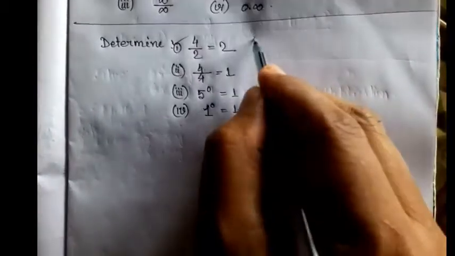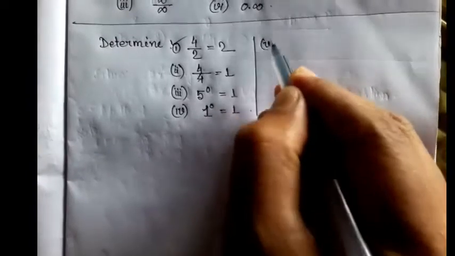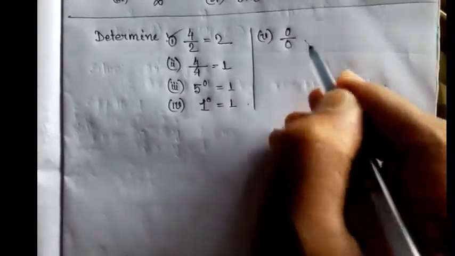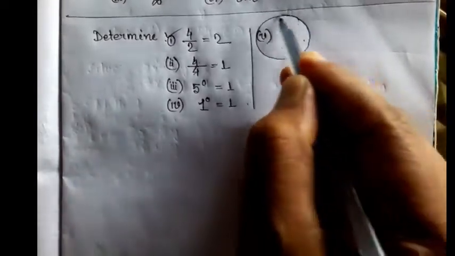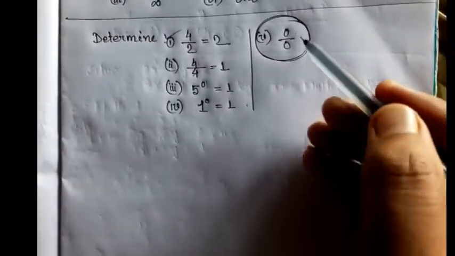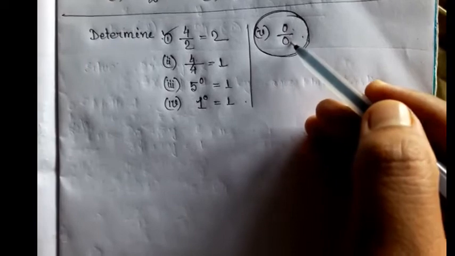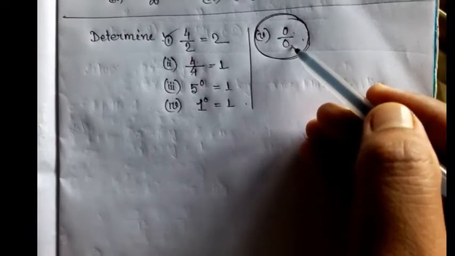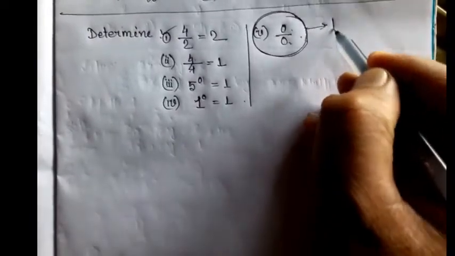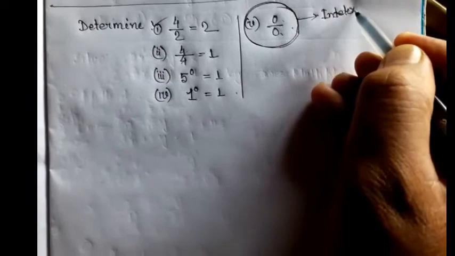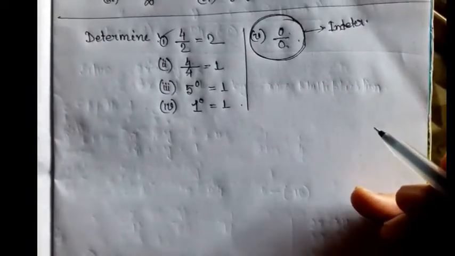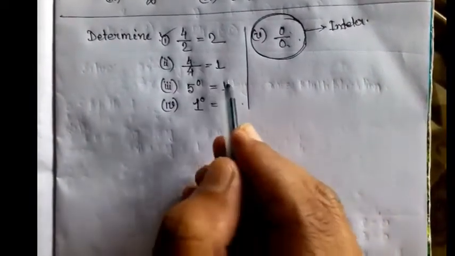Okay, but if I am asking you what is the value of 0/0, then you can't determine the value of 0/0. Why? Since in division the denominator is not allowed to be 0. So 0/0 is the first indeterminate form. This is an indeterminate form since we can't determine it. Clear?